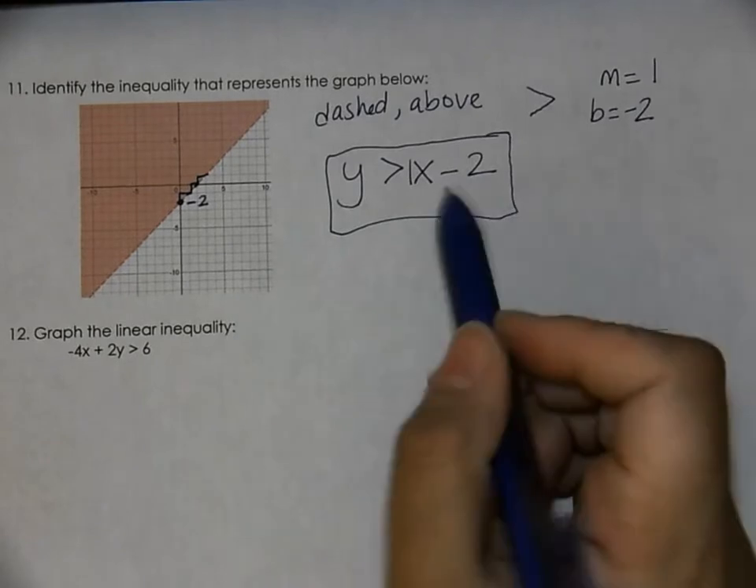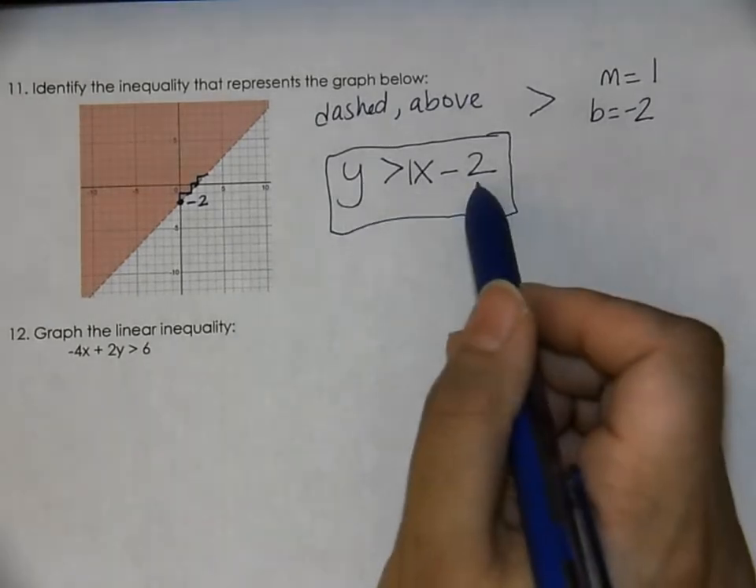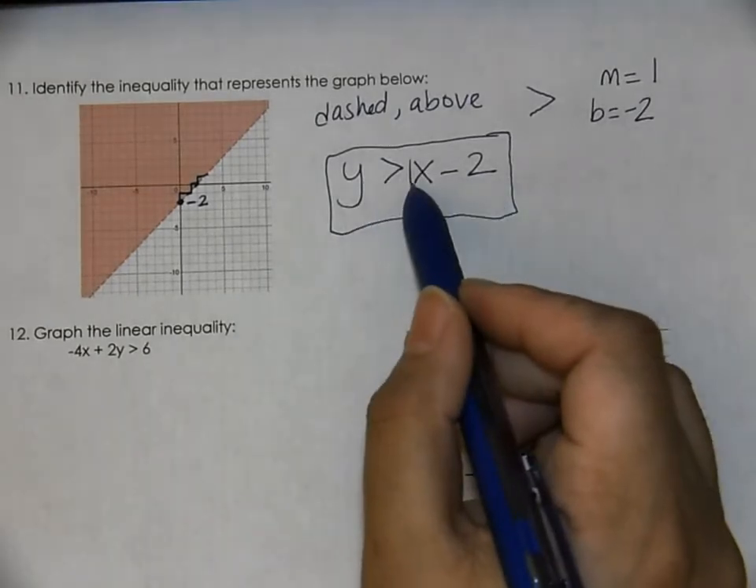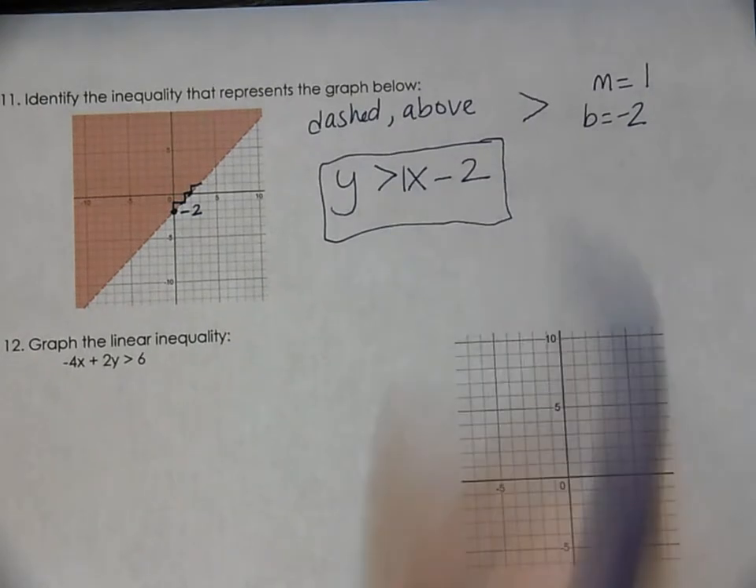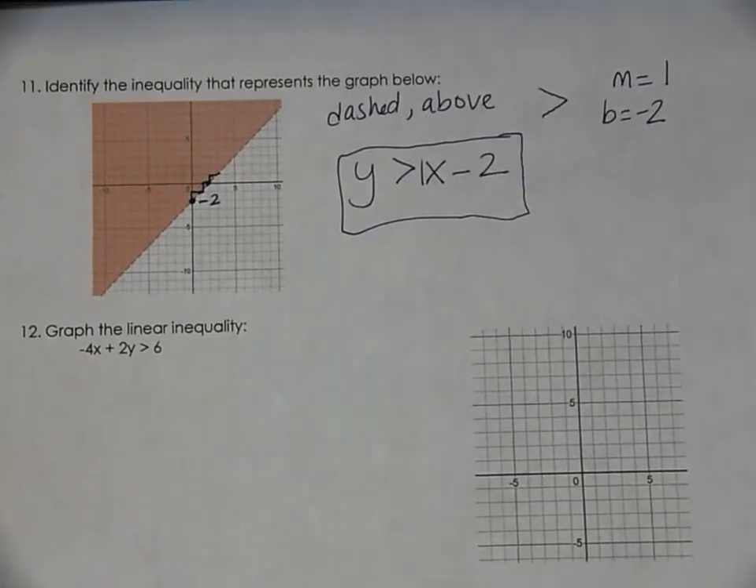But it's a multiple choice test, obviously, so you're just going to select the correct answer that probably won't have a 1 in front of that x. All right, on to the next one. We're going to graph this now.